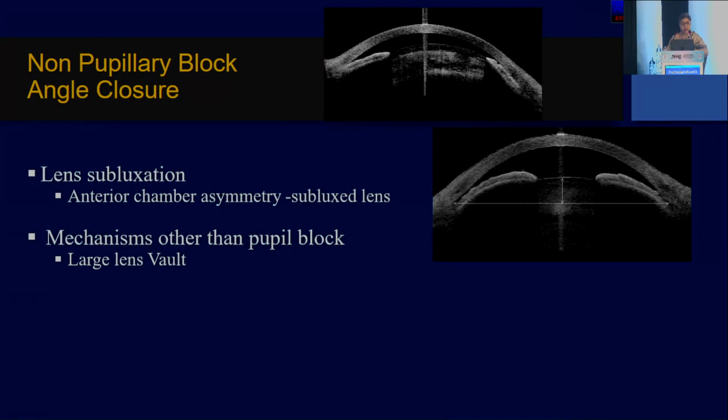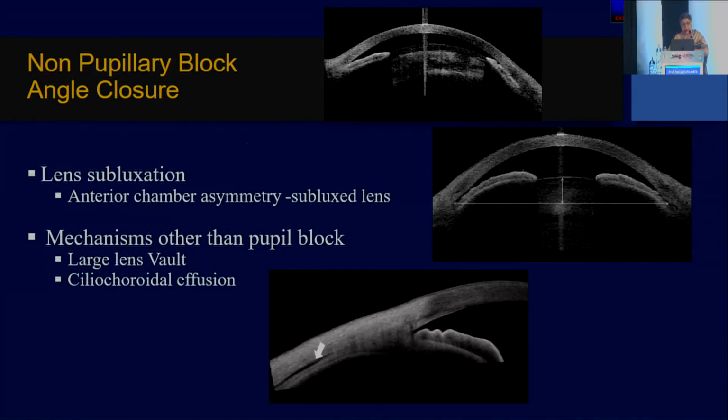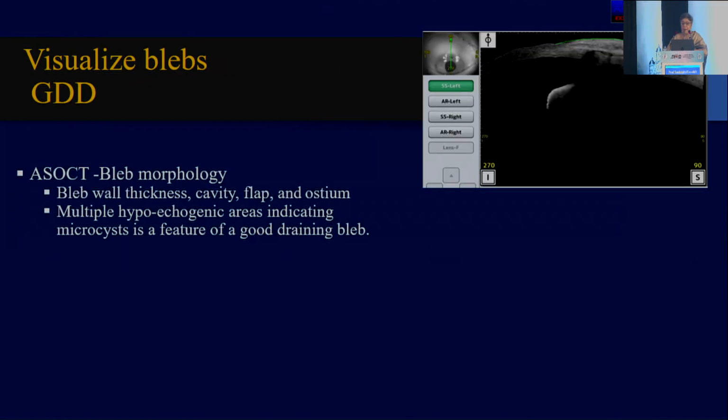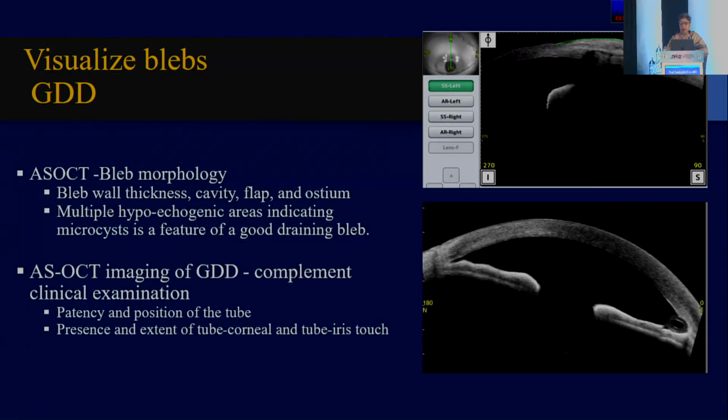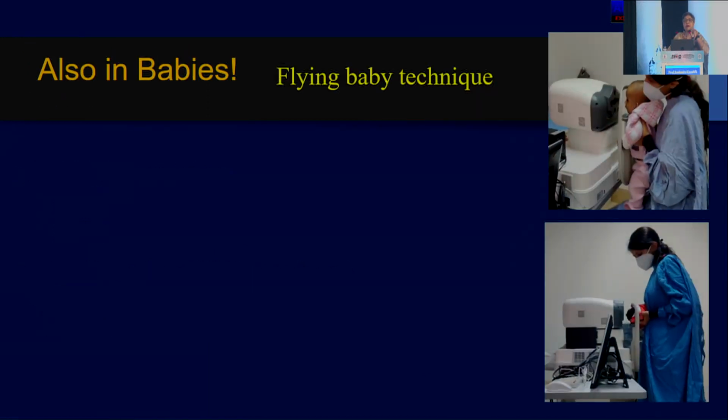There are mechanisms other than pupillary block, like a large lens vault, that give us a decision maker of when to take out the lens in a primary angle closure. And of course, I've shown you that in the UBM, but with the Cassia, even the ciliary body effusion can be visualized very well. You can visualize the blebs reasonably, and sometimes if you really want to see the tube, the AS-OCT is very useful as a quick way of knowing where the tube is underneath the sclera. Sometimes it retracts and you want to see the position.